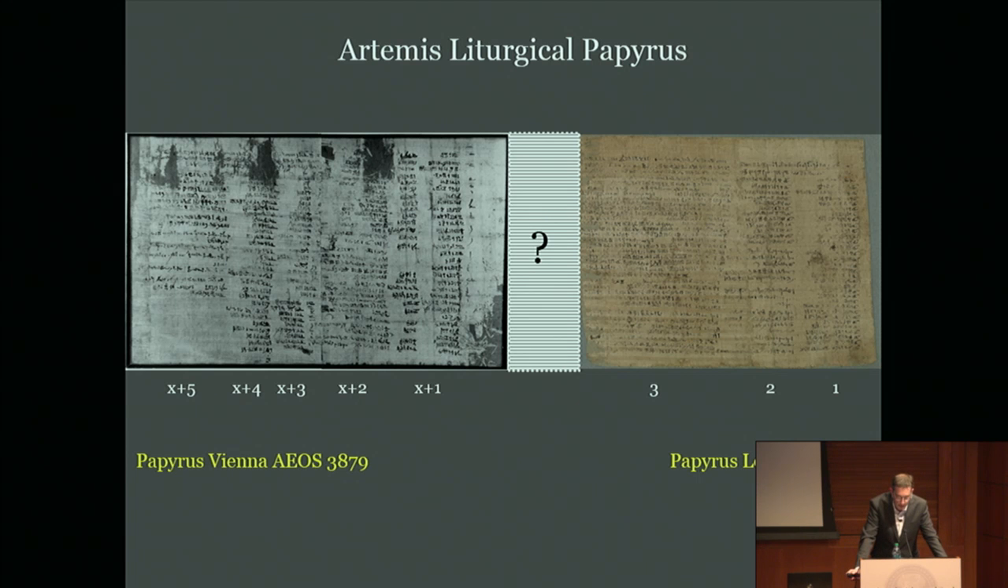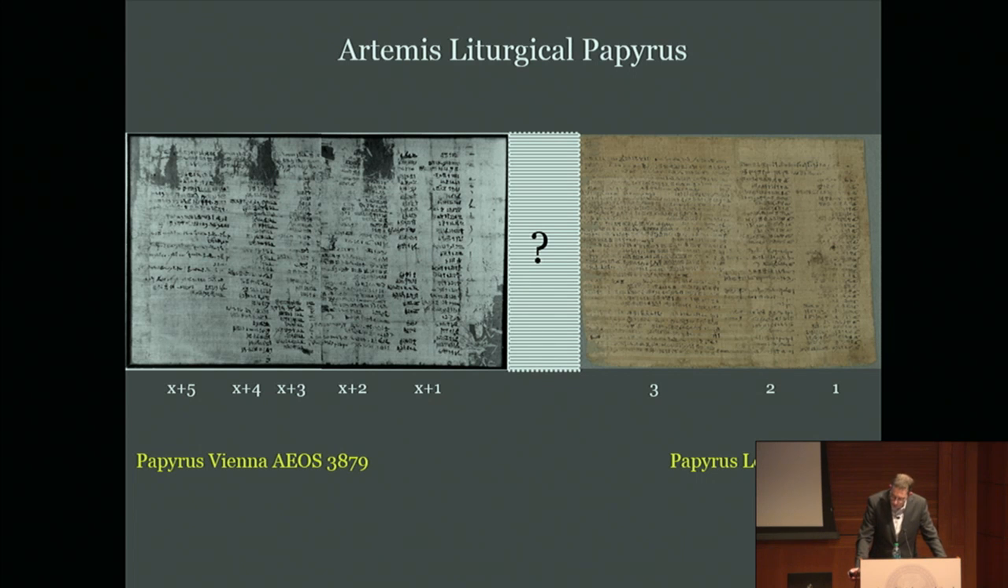This is what we have. What is this manuscript about? As Wilhelm Spiegelberg had already concluded on the basis of the Vienna sheet alone, we are dealing with the transcript of a funerary ritual. I therefore call the manuscript the Artemis liturgical papyrus, after the woman for whom the scroll was inscribed, Artemis, the daughter of Heraeus.